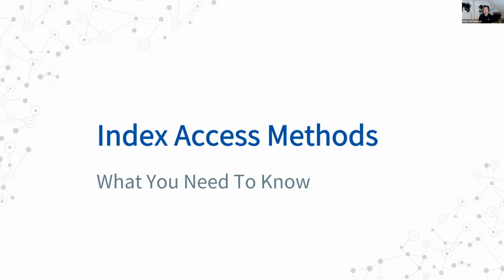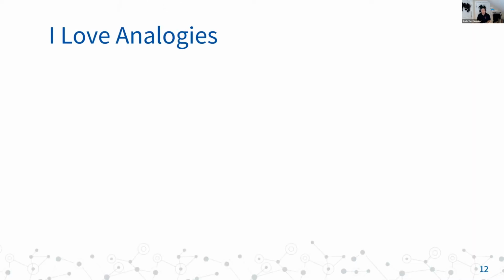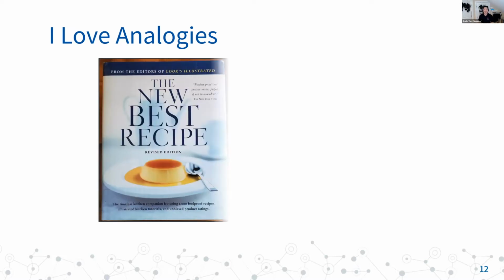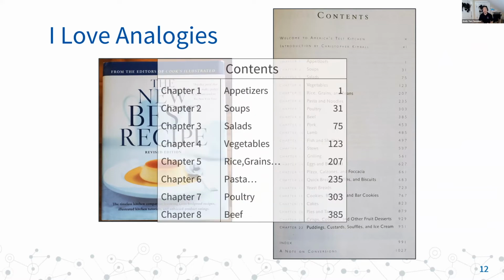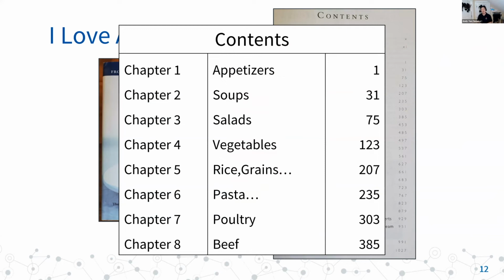First, I want to talk a little bit about index access methods. And if you know me from any of my presentations, you'll know that I love analogies. So for today's presentation, we're going to be using that of a cookbook. This particular cookbook is one that's on my shelf downstairs, and we've got a table of contents right here. Now that little photo is not all that readable, so here's a more readable version of it.